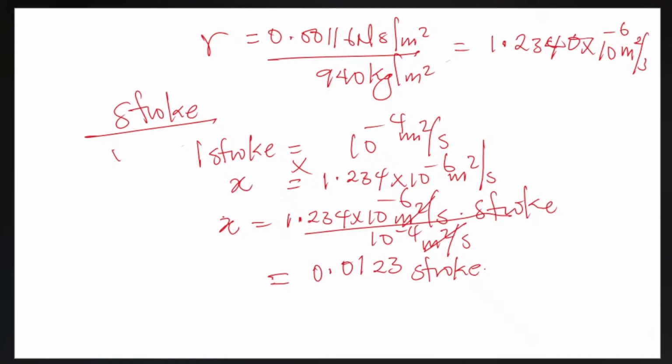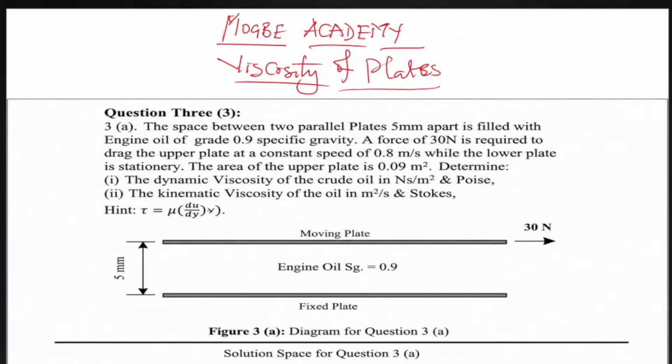Looking at this question, you can see that this is practically an exam question. From what we were given here, the space between two plates is 5 millimeter apart, and that space is filled with an engine oil of 0.9 specific gravity. So you can see that this is the space where your oil is being filled, and the distance from your fixed plate to your moving plate is 5 millimeter. Are we together?